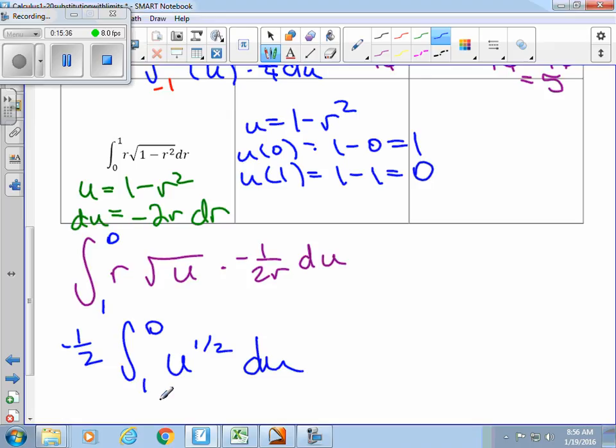On tonight's homework, you do have to do it this way. I'll make you do it this way at least once. Right, you have to change the endpoints.